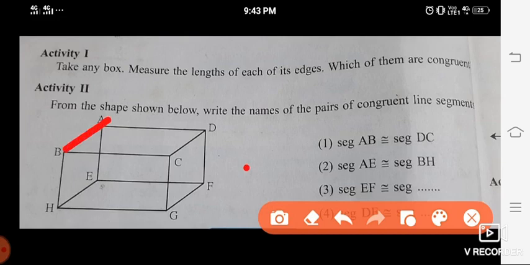See here, seg AB, if you will see, it is congruent to seg DC. Yes, slanting lines. It is also congruent to FG and EH. So these 4 are the congruent segs: seg AB, seg DC, seg FG and seg EH. These are the 4 congruent segs.